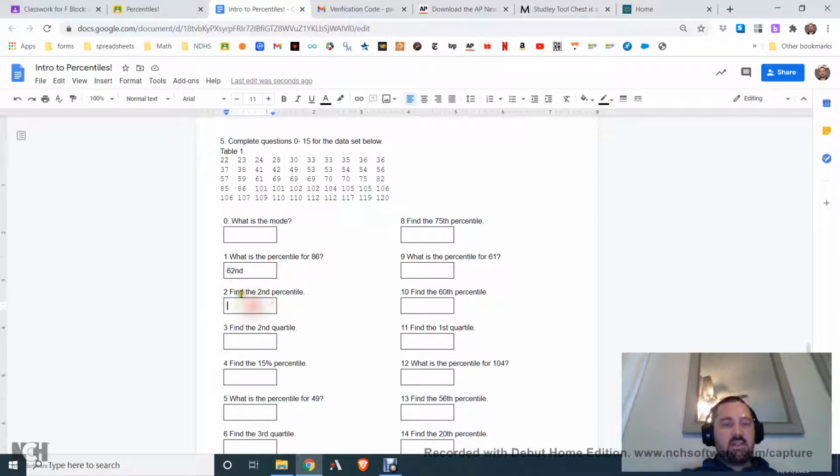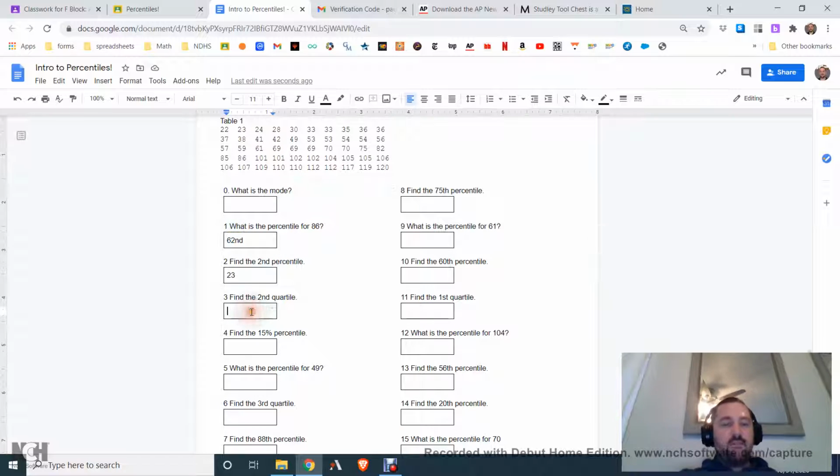Now this one says find the second percentile. Well, the second percentile would be the value that is larger than 2% of the data. Well, 2% of the data means one number, 22, and so 23 would be the second percentile. 23 is the second percentile. So notice there are two different kinds of questions, right? There's a question where it says something like, what is the percentile for this number? And then find this percentile, right?